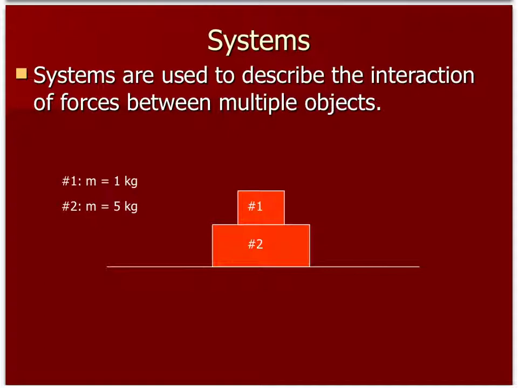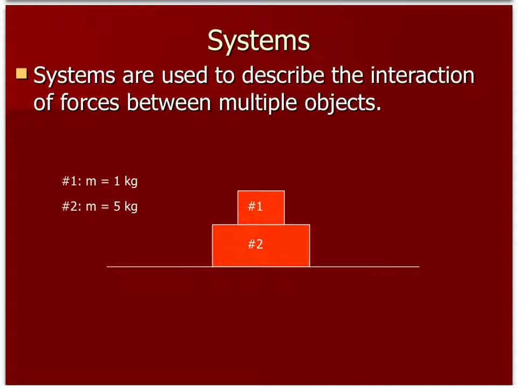So in this series of lessons, we're going to be looking at systems, which are used to describe the interaction of forces between multiple objects. So we're going to be using the same formulas that we did throughout the beginning of the year. It's just rather than a single object, now we're looking at more than one object within this system. So from our warm-up activity, you can see we have a 1 kilogram block sitting on top of a 5 kilogram block.